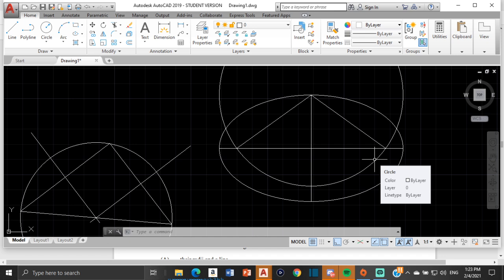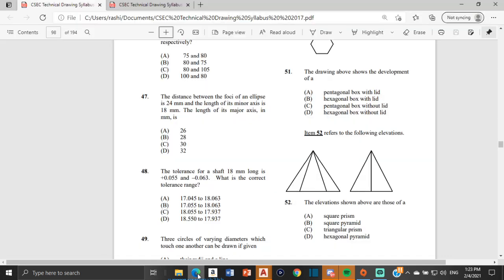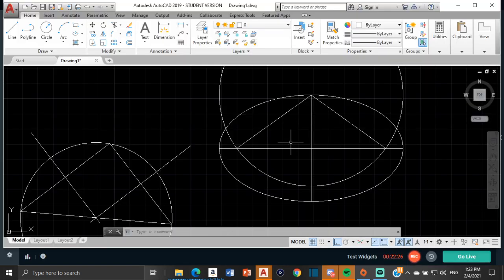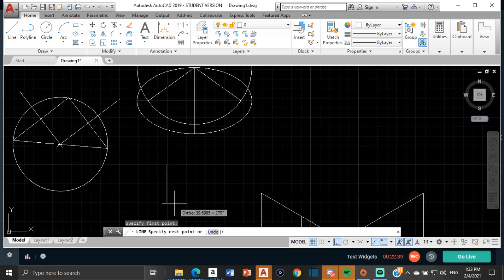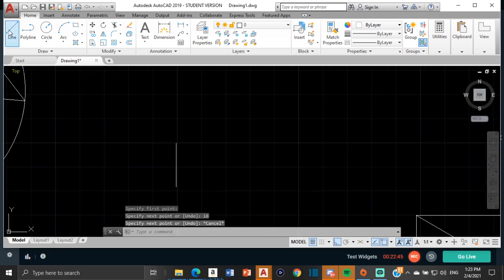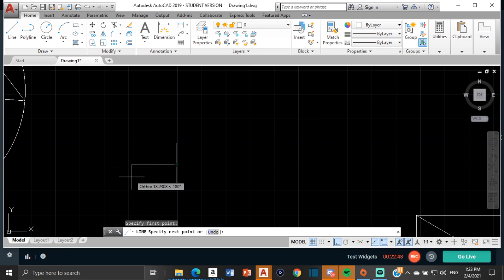Using that, we can figure out what the length of the major axis would be. It says that the minor axis is 18, and the distance between the foci would be 24. So if this is 18, let's draw this line. This is the minor axis, 18 here, and the distance between the two focal points would be 24. So this would be 12 in this direction, and 12 in this direction.